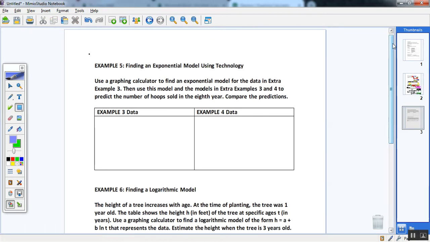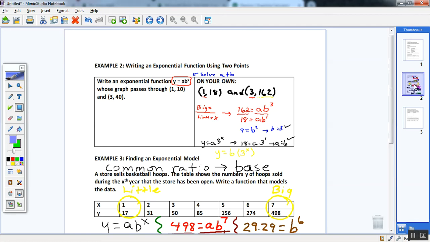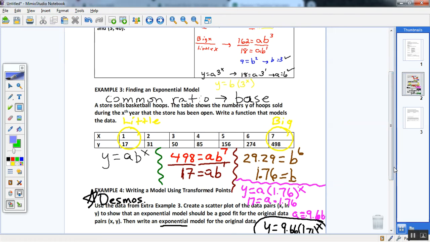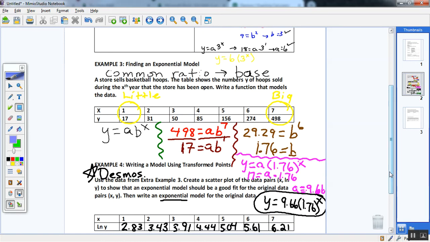Example 5, finding an exponential model using what? It says use a graphing calculator to find an exponential model for the data in extra example what? Okay, I'm going to go back to my example 3. Example 3 is this number right here. Do we already have an approximation here, kids? We said y was what here?